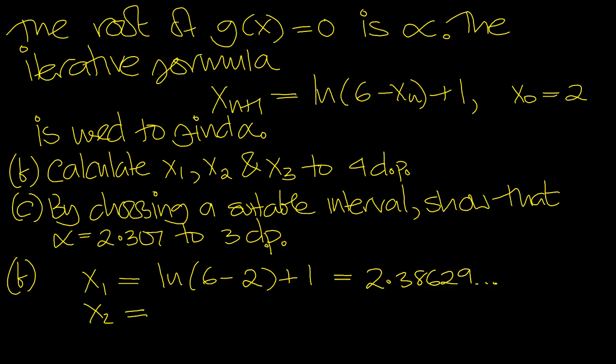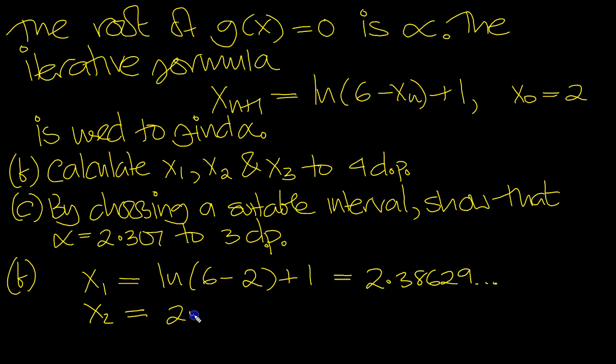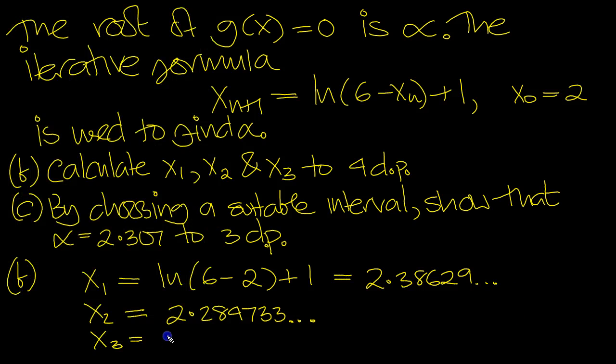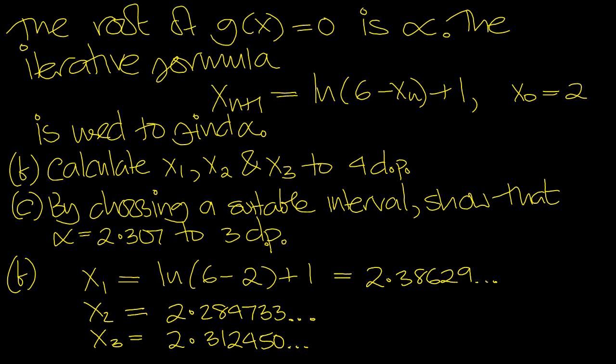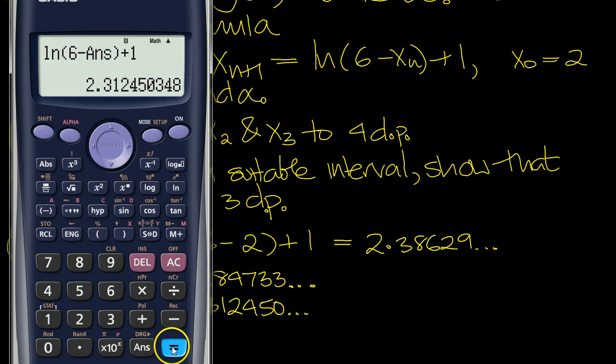x2 is equal to, so all we have to do is press equals again and it feeds it back in here as the answer. 2.284733. x3 then, press equals once more, 2.312450. x4 is equal to, press equals once more, 2.304962.